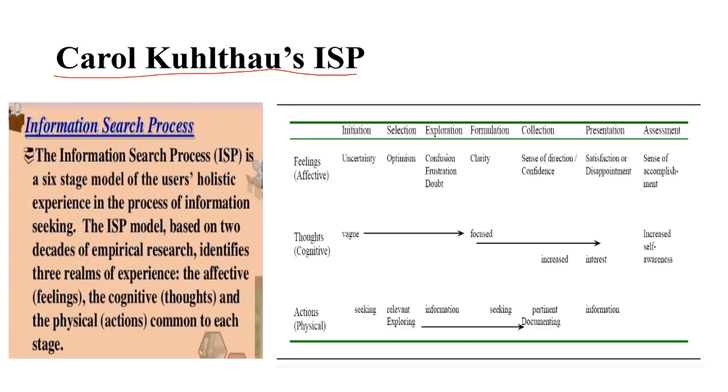The information search process, ISP, is the six-stage model of the user's holistic experience in the process of information seeking. The ISP model, based on two decades of empirical research, identifies three realms of experience: the affective, that is feelings, cognitive, thoughts, and physical, that is actions, common to each stage. Okay, this shows all those activities: initiation, selection, exploration, formulation, collection, presentation, assessment. And in each of these six stages, there are different kinds of experiences: feelings, thoughts, actions. You can go through these one by one.